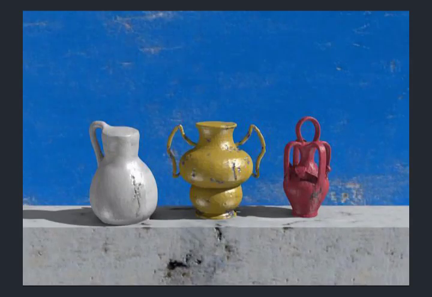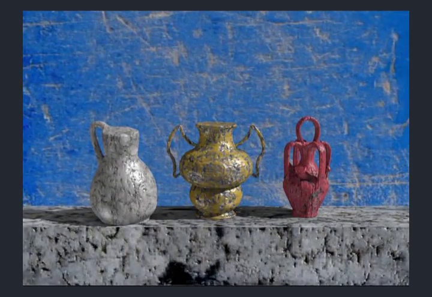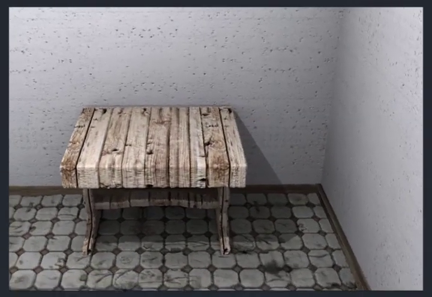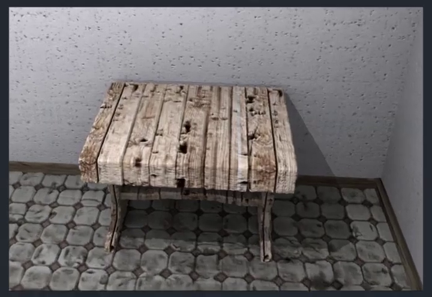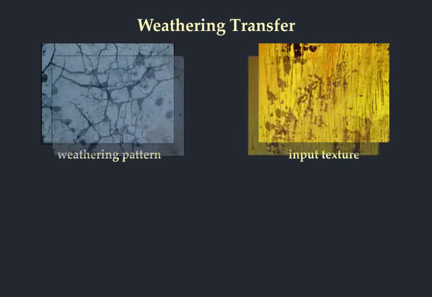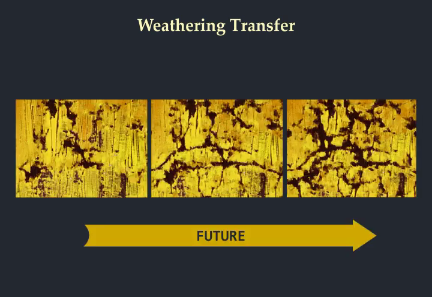The time-varying textures can be easily applied to three-dimensional models. In these examples, the textures have been applied both in the color and in the displacement channel of the models. Another possible application is weathering a texture according to the weathering pattern of another texture. In this example, the weathering pattern of the gray texture is transferred onto the yellow texture. The resulting texture can be gradually weathered using the weathering signature of the gray texture, generating a time-varying sequence.